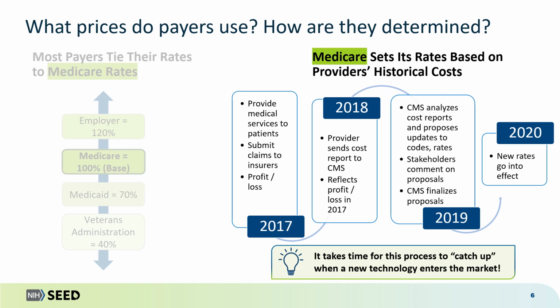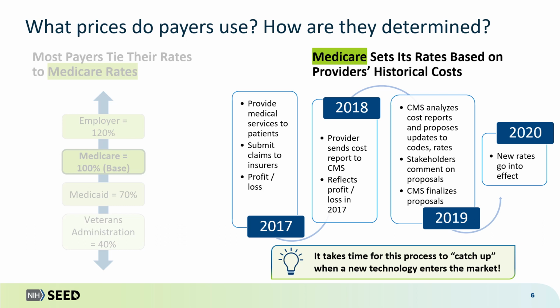When medical services are provided to patients, providers submit claims to insurers. They also create a profit and loss statement or report. The following year, in this case 2018, the provider sends the cost report to CMS, and CMS then has an opportunity to reflect on the provider's profit and loss statement incurred in 2017. In 2019, CMS then analyzes the cost reports and based on that proposes updates to the codes and rates.